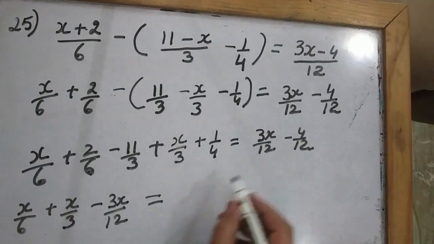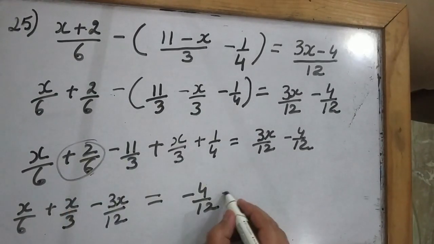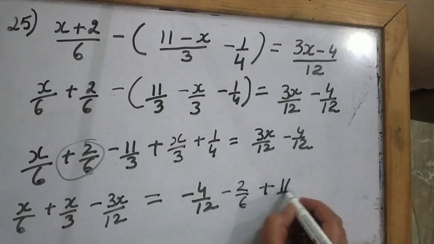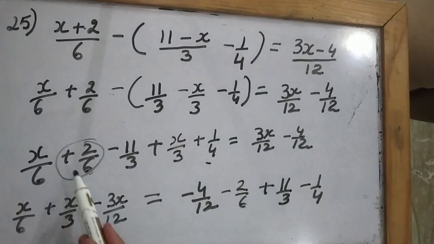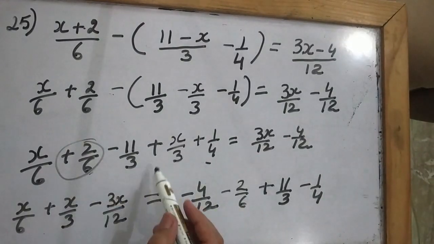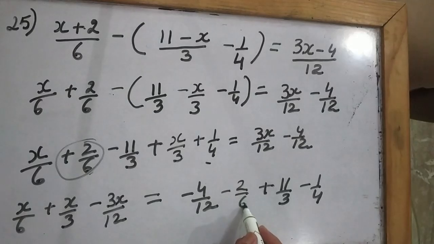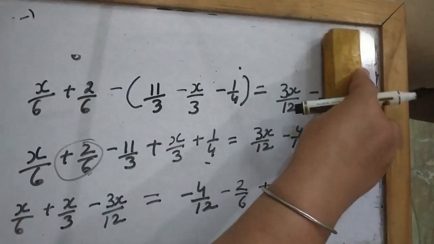Now, without the x terms on the other side. So this plus 2 by 6 will become minus 2 by 6, and plus 11 by 3, and minus 1 by 4. So plus 2 by 6 has become minus 2 by 6, minus 11 by 3 has become plus 11 by 3, and plus 1 by 4 has become minus 1 by 4 when I have shifted to the other side.